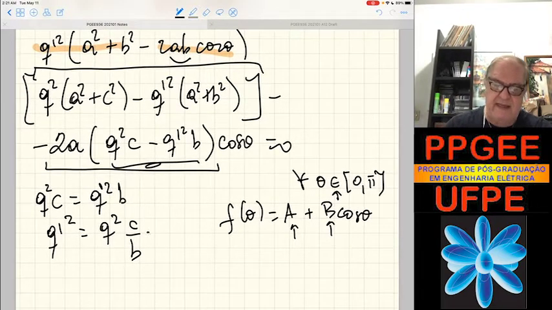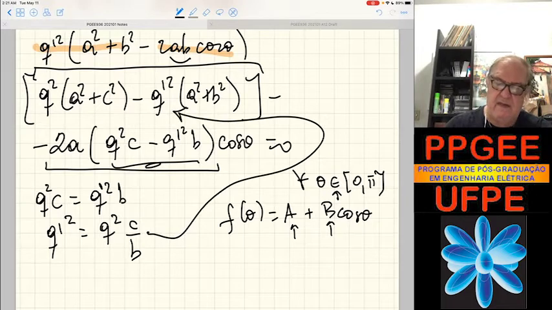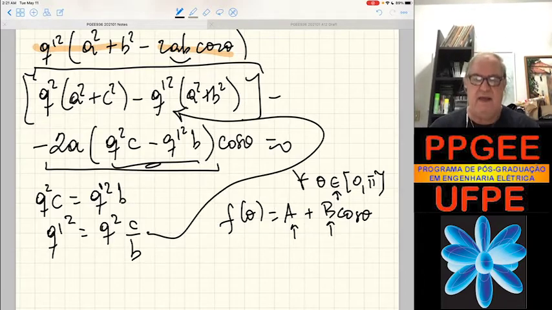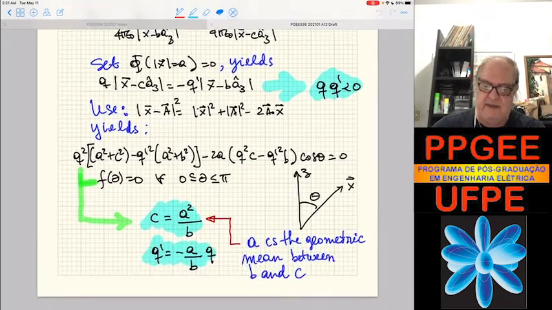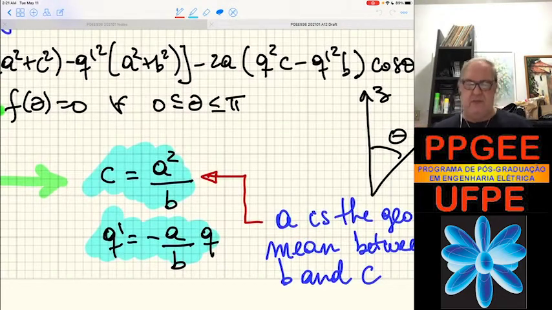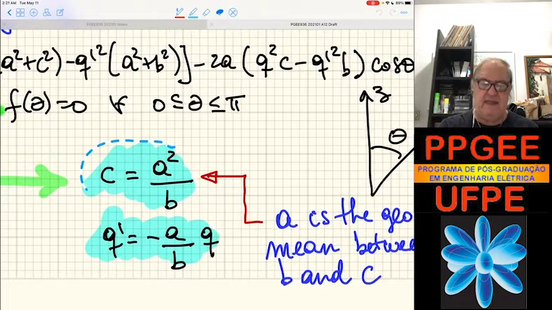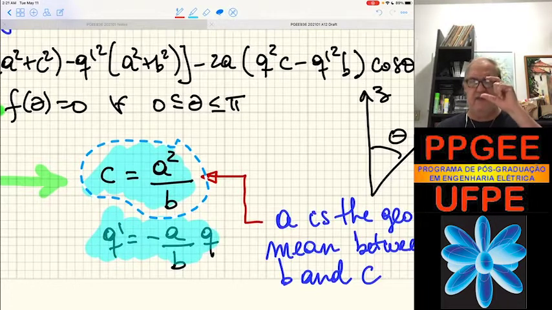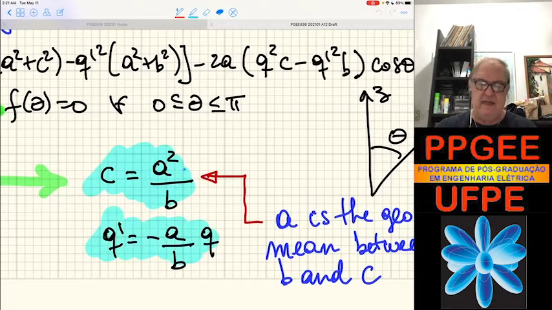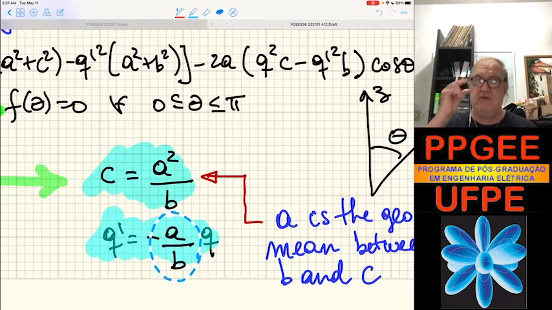Then we plug that in here, right? And we do some algebra. That's for you. Then we find this result. So we have C, the distance of the image charge inside of the sphere, is A squared over B. Because B is larger than A, C is smaller than A, right? And Q', already with the sign incorporated, is a fraction of Q. It's not equal to Q.